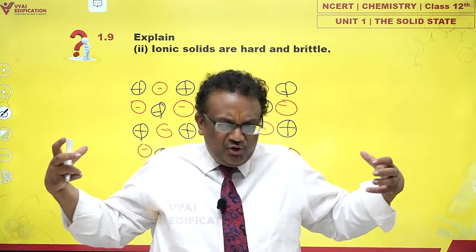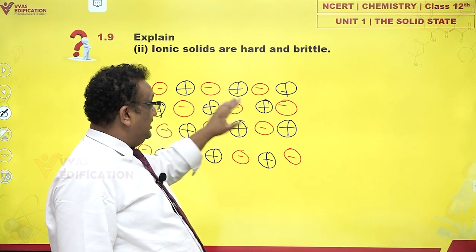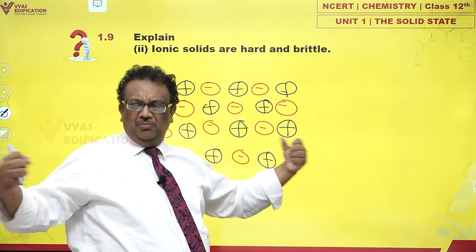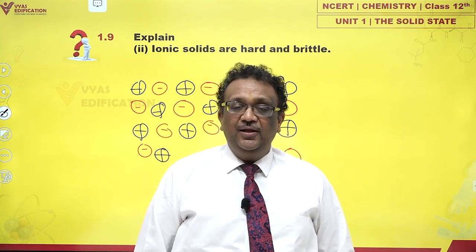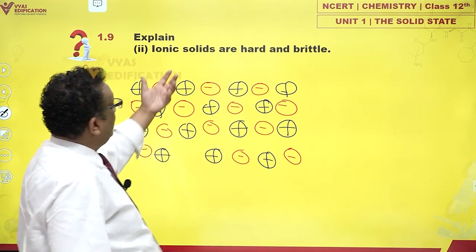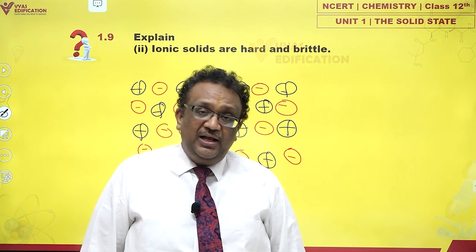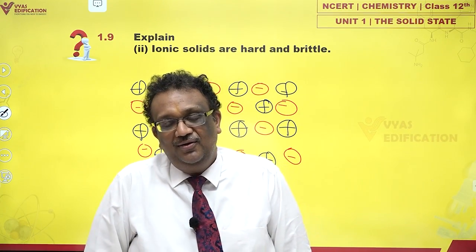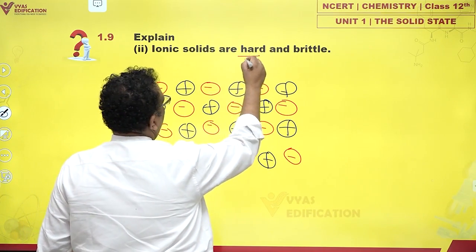Opposite charges, strong Coulombic attraction. Each cation is surrounded by many anions. Each anion is surrounded by many cations. So, they're all very tightly held together. Great affection, great bonding. And that is why an ionic solid is very hard, because every cation is surrounded by a number of anions and every anion is surrounded by a number of cations, and they're all bound to each other by strong ionic attraction. Yes. That explains why they are hard.